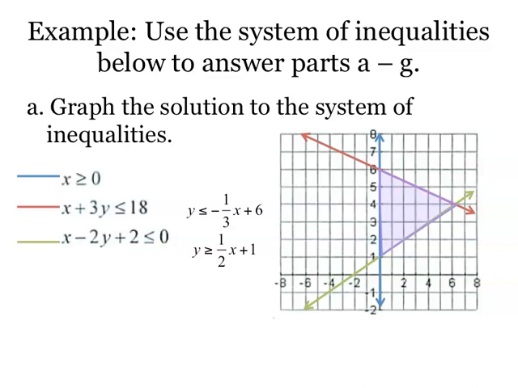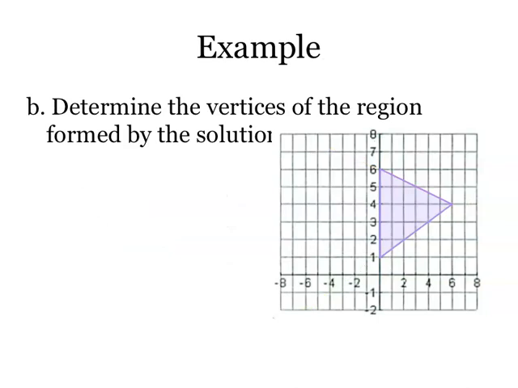Okay, part B, determine the vertices of the region formed by the solution. So we have a triangle for the region for our solution. And so we just want to know where those vertices are. This is just mainly to help us with the next parts. So at (0, 1), (0, 6), and (6, 4).